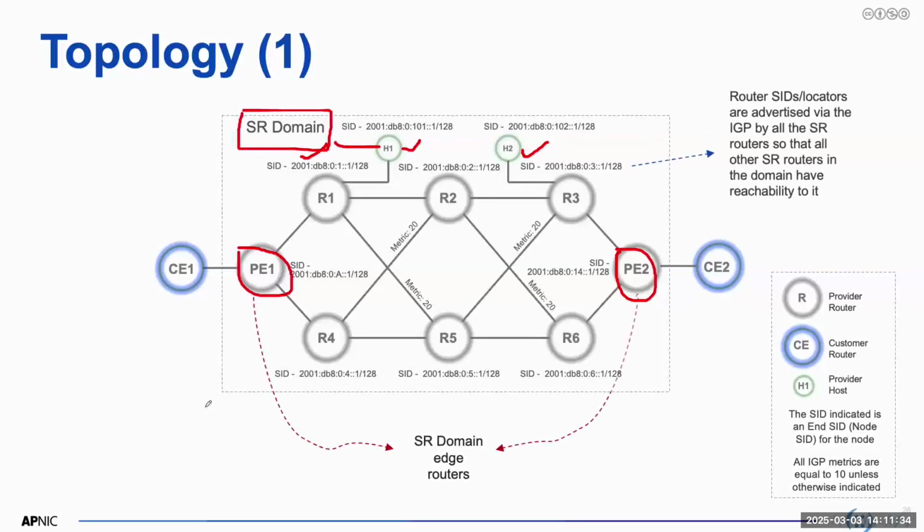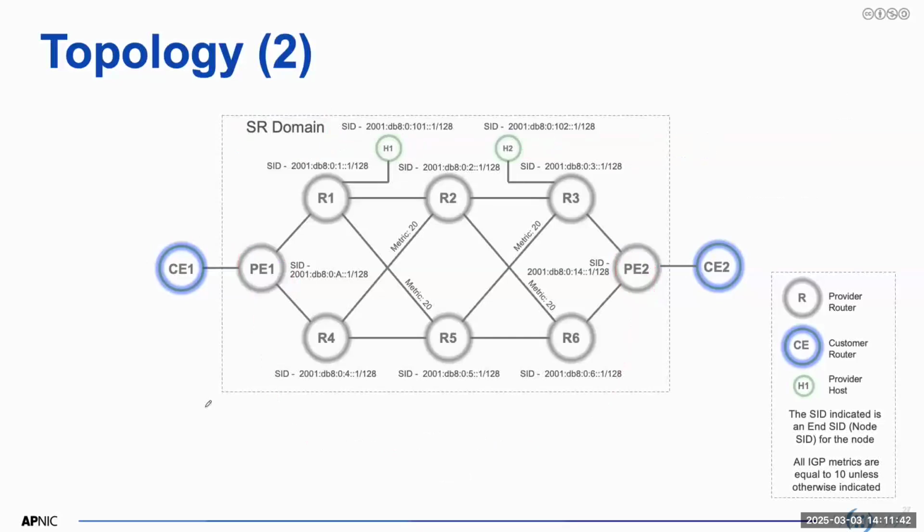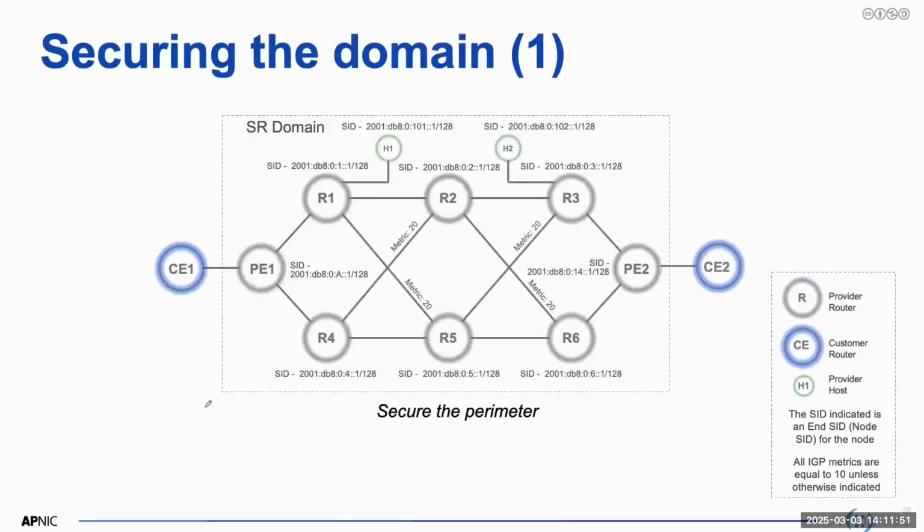This is just illustrating the same thing I explained earlier: the segment routing edge routers, which are used to provide connectivity to CE routers, and these are our segment routing domain routers, which are P routers. In terms of securing this domain, this is our boundary where we need to secure it. If a CE router sends any packet with the SRH, then we need to drop it, because from here we are only expecting a plain IPv6 packet or IPv4 packet.